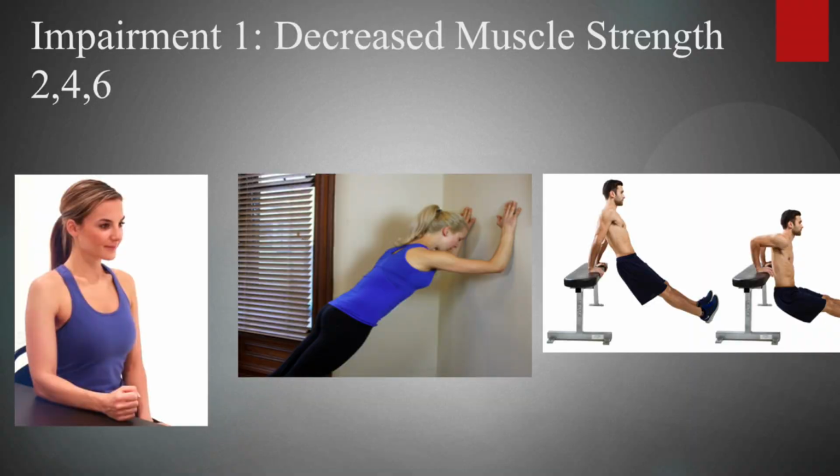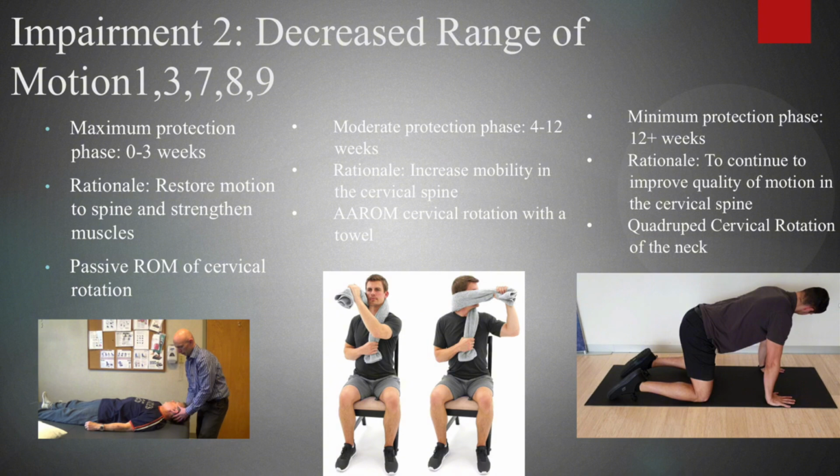Those are pictures of them. For our second impairment, we went with decreased range of motion. Within the first phase, we're going to focus on passive range of motion. This is to help with getting mobility and strength back within the spine and strengthen those muscles within the neck.